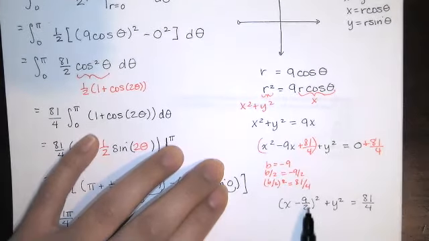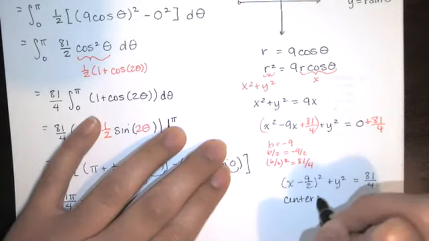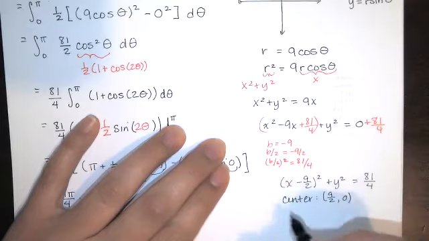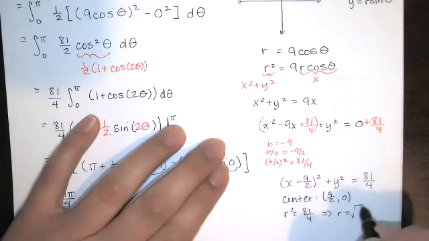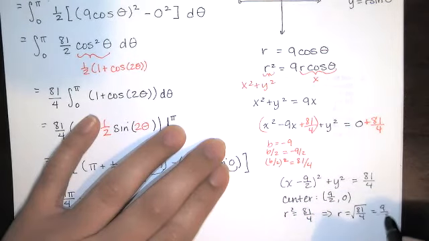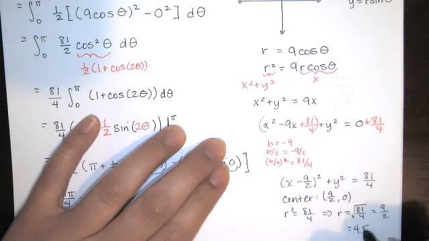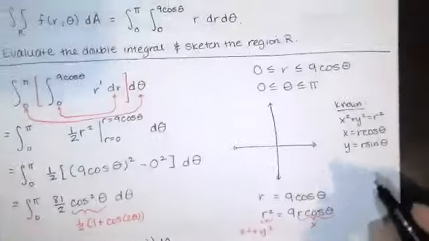It's centered at whatever you're subtracting from the x and the y. So this is centered at 9 over 2 and 0, since we're not subtracting anything from the y. The radius of the circle is related to that 81 over 4. That's the radius squared. So if you want the radius, you've got to take the square root of that, and you get 9 over 2. Or if you prefer, that's 8 over 2, which is 4, and then half. So it's 4.5. So I've got a circle centered at 4.5, 0, with a radius of 4.5. So it's going to look like this.